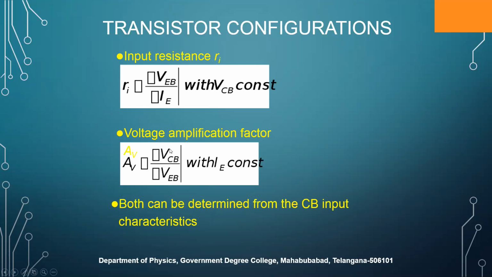VCB is the output voltage, VEB is the input voltage. So here delta will be there. That means for a particular variation of VEB, how much variation of VCB is there, that we have to measure. That is called the voltage amplification factor. AV is equal to delta VCB divided by delta VEB, keeping IE constant. Both can be determined from common base input characteristics of the transistor.